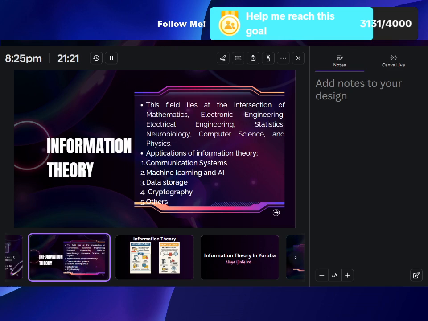Applications of information theory include our communication systems, that's our mobile phones, the internet, our laptops, machine learning and AI. You know that we are in the era of AI now, ChatGPT. One of the major frameworks that allow AI to work is information theory. Then we have data storage, cryptography, and many other applications. So let's stop there for now.